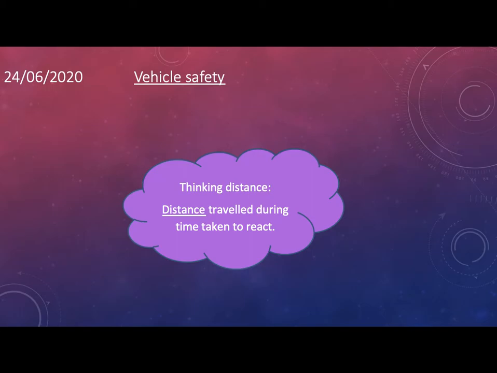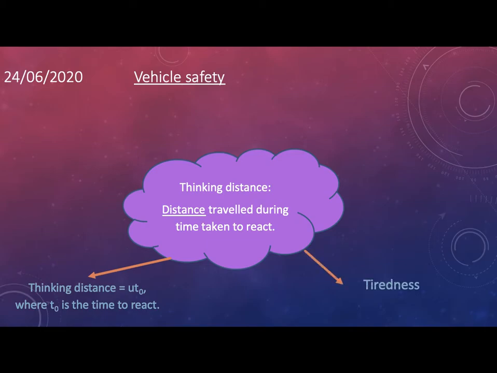Because that car's travelling along at constant speed. It's not started decelerating yet. So really, all we've got for a distance is speed times time. Speed is going to be the initial speed, u, times the thinking time. So we'll say that thinking distance is u t naught, where t naught is the time taken to react, the reaction time. So that reaction time then, what's going to increase that? Tiredness, definitely. If you are tired, you react slower.